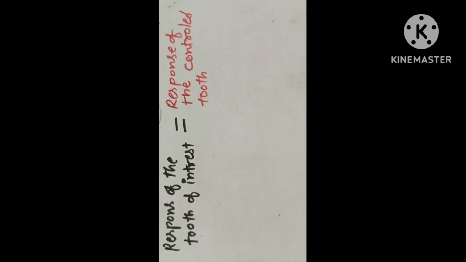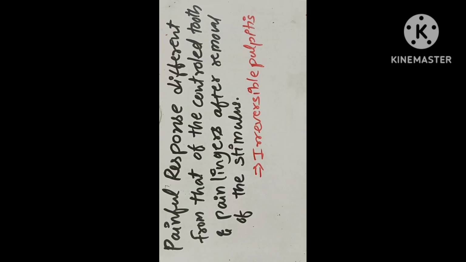If the response of the tooth of interest is equal to the response of the control tooth, it indicates a healthy pulp. If there is a painful response that is significantly different from that of the control tooth, and if the pain lingers after the removal of the stimulus, then it is indicative of irreversible pulpitis.